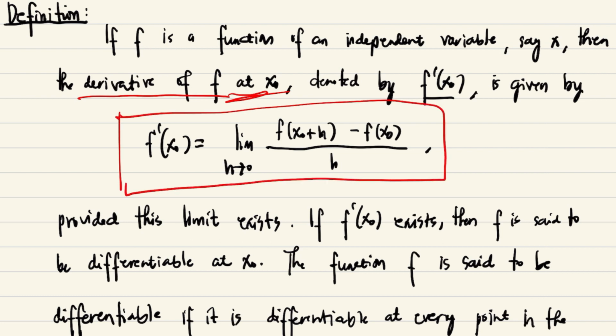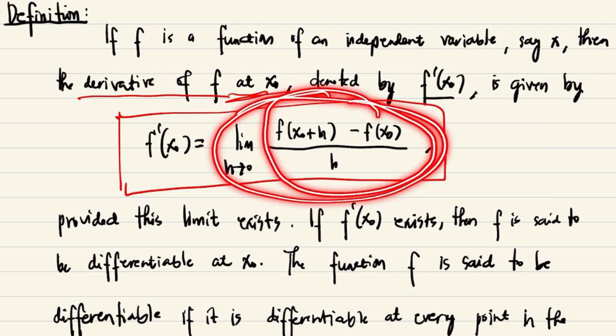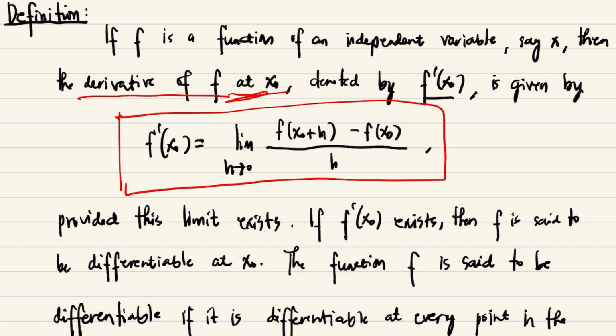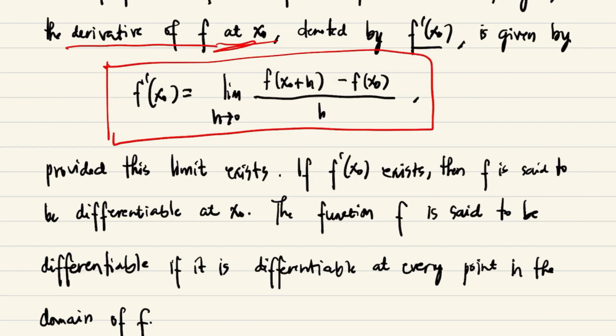Okay, of course, provided the limit of this exists, and you're able to get that, then that's actually the derivative of a function at x sub 0. So if f prime of x sub 0 exists, then f is said to be differentiable at x sub 0. And if the function is differentiable at every point on the domain of f, then we call f differentiable.